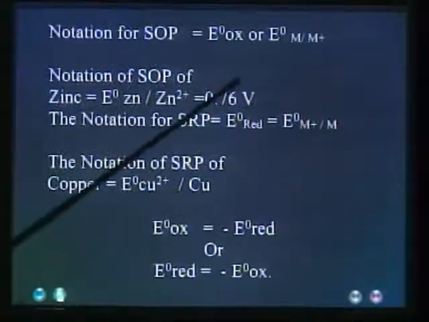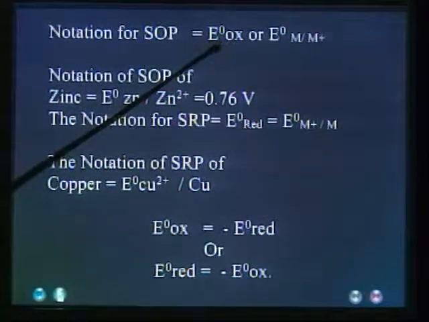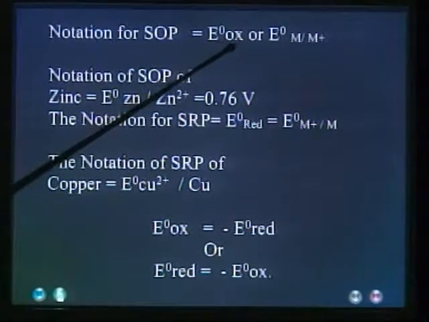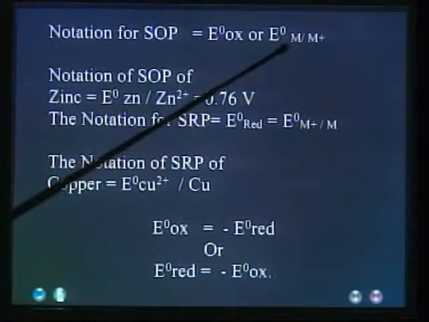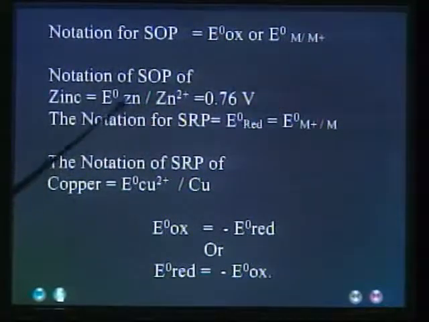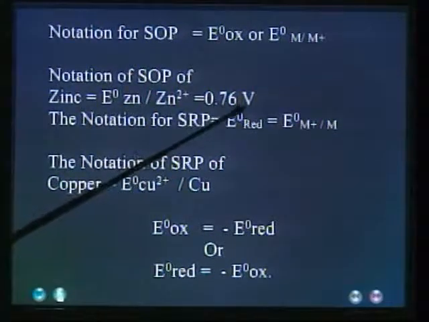The notation for standard oxidation potential is E0 ox, where 0 is shown as superscript and ox is shown as subscript, or E0 M oblique M plus when a metal is present in solution of its own ion of M plus. The notation for standard oxidation potential of zinc is E0 zinc oblique zinc 2 plus. The standard oxidation potential of zinc is 0.763 volts.